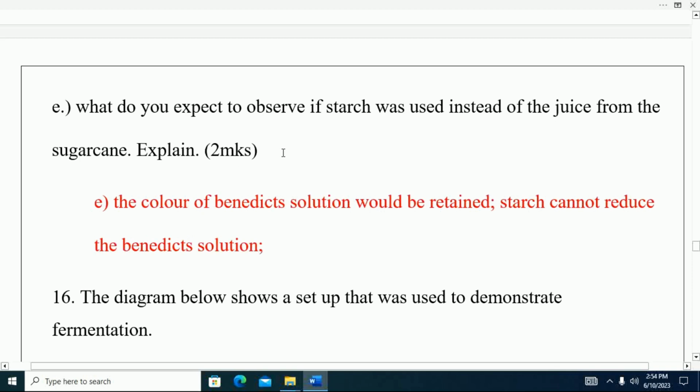What do you expect to observe if starch was used instead of juice from sugarcane? Explain. The color of Benedict's solution would be retained. The starch cannot reduce the Benedict's solution.